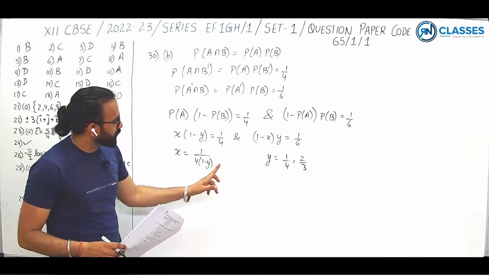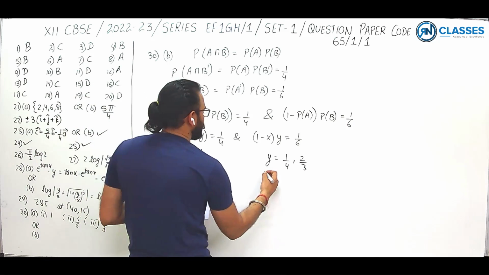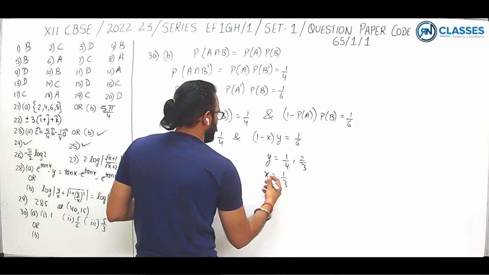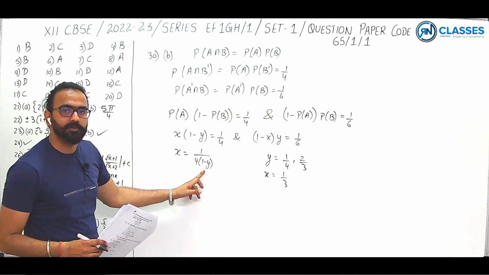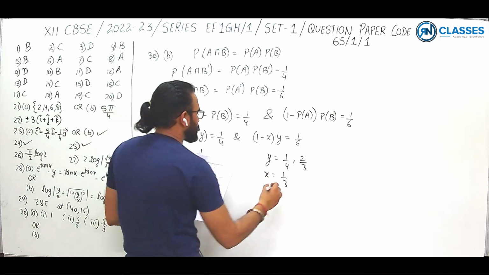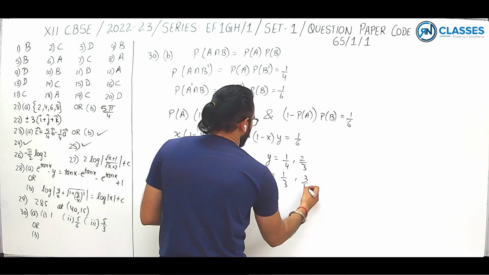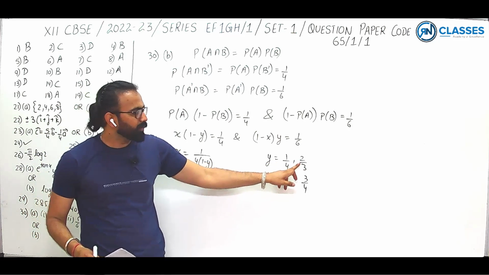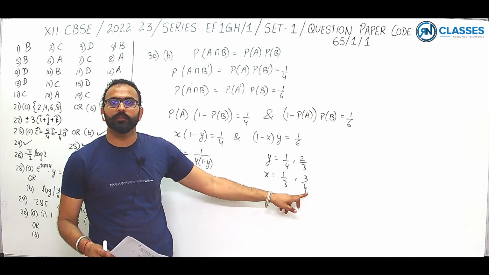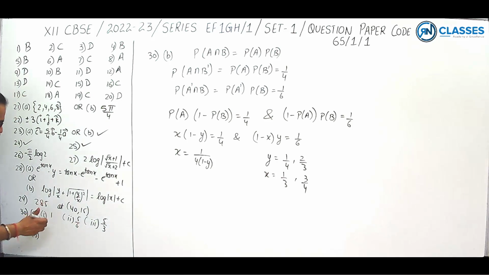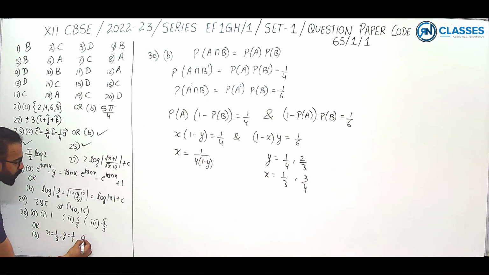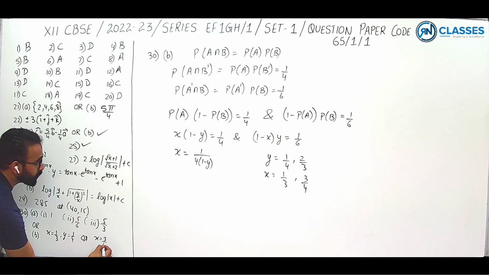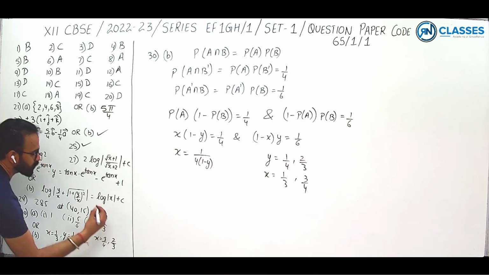As we substitute the value of Y as 1 by 4 here, the corresponding value of X turns out to be 1 by 3, and substituting the value of Y as 2 by 3 here, the corresponding value of X turns out to be 3 by 4. So Y is 1 by 4, X is 1 by 3, and Y is 2 by 3, X is 3 by 4. So the answer to the second part is: the value of X is 1 by 3, with corresponding Y 1 by 4, and X is 3 by 4, so the value of Y turns out to be 2 by 3.